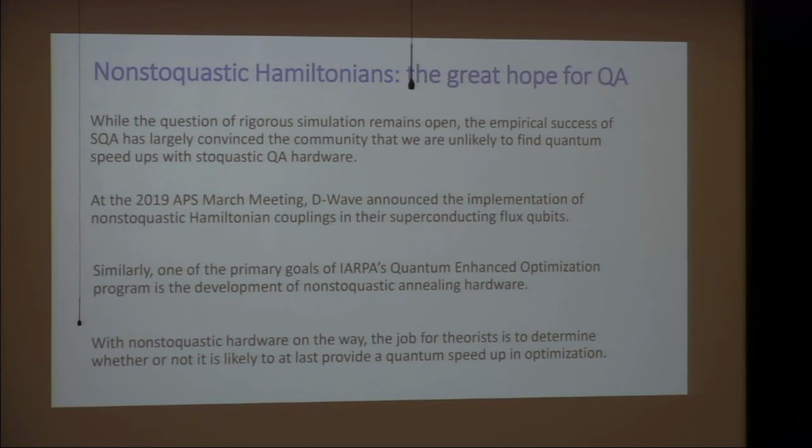So at the 2019 APS March meeting, D-Wave announced the implementation of non-stochastic Hamiltonian couplings in their superconducting flux qubits. And similarly, one of the primary goals of IARPA's Quantum Enhanced Optimization Program is the development of non-stochastic quantum annealing hardware. So this has very much become the focus in the near term for the future of this subfield. With non-stochastic hardware very likely to be on the way, the job for theorists is to determine whether or not it is likely to at last provide a quantum speedup in optimization.